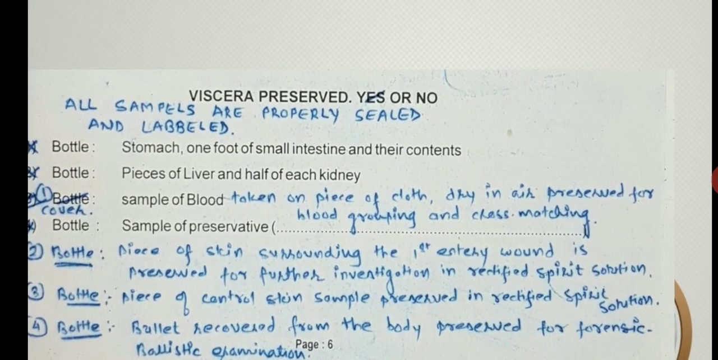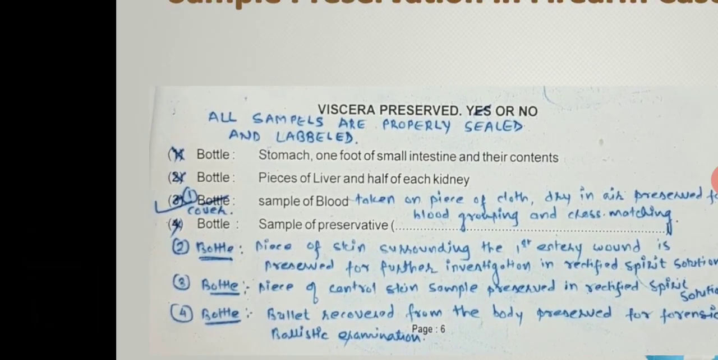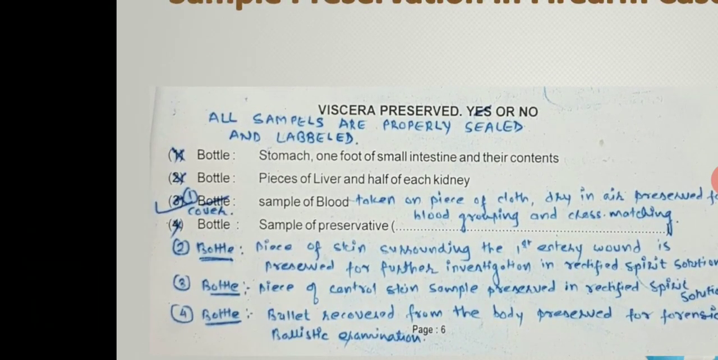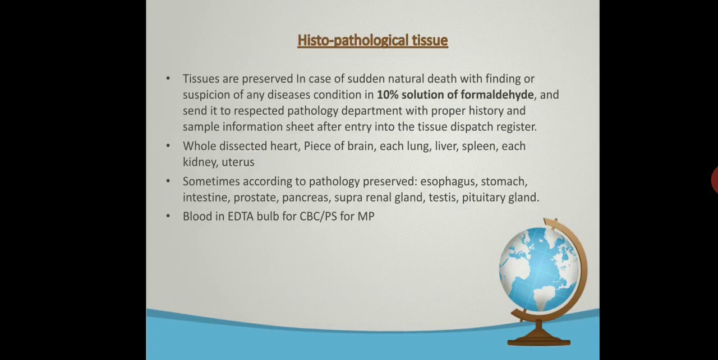Now this is a different sample collection, like firearm injury. In firearm injury, you have to collect the blood for blood grouping and cross matching. You have to collect pieces of the skin and subcutaneous tissue of the entry wound, exit wound and control wound. And if you find a foreign body like bullets or pellets or anything, you have to collect that for forensic ballistic examination.